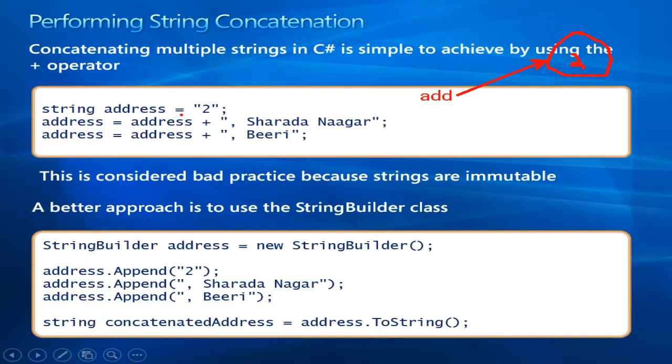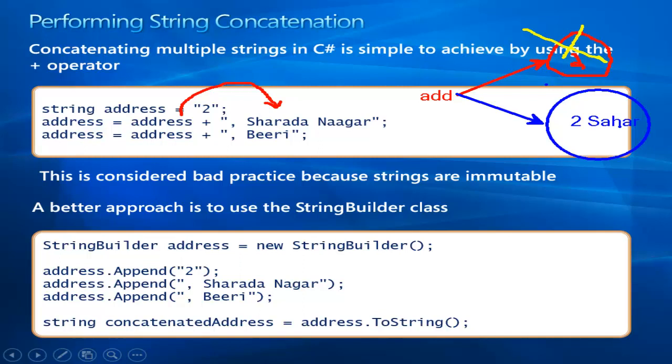When you say address is equal to address plus Sharada Nagar, it's going to discard this whole thing. Instead, it's going to create a new object altogether and that will have 2, maybe space, Sharada Nagar. And address will be pointing to this one. So that means it's going to create a new object altogether. It will not be doing anything with the previously available object.